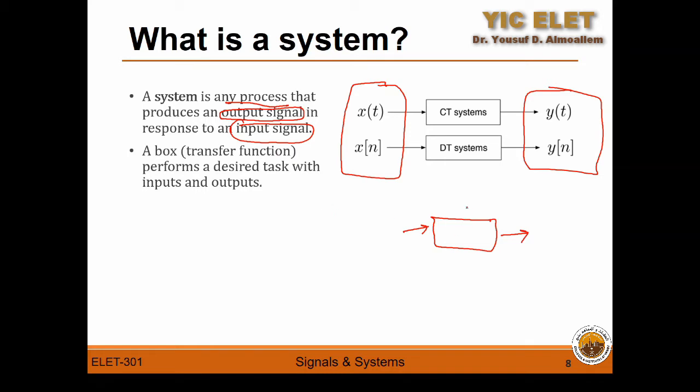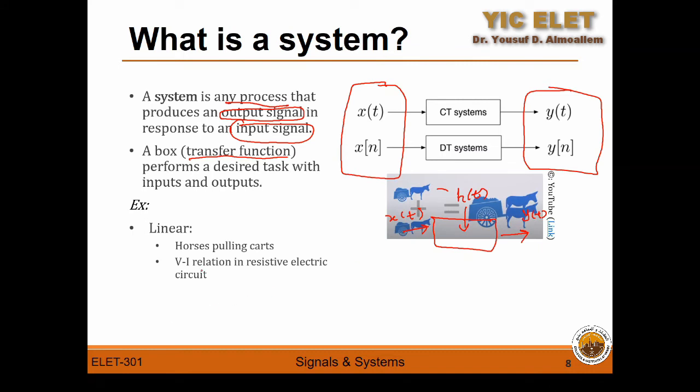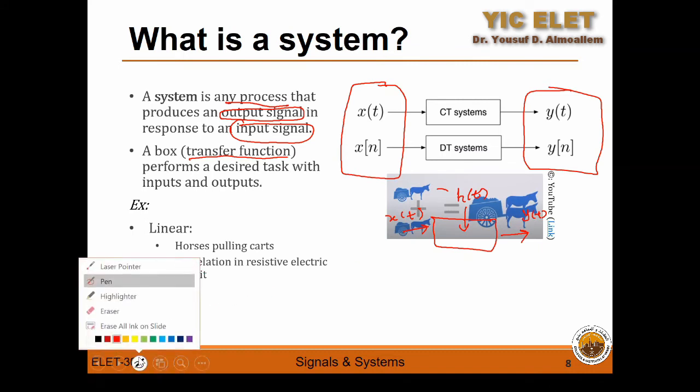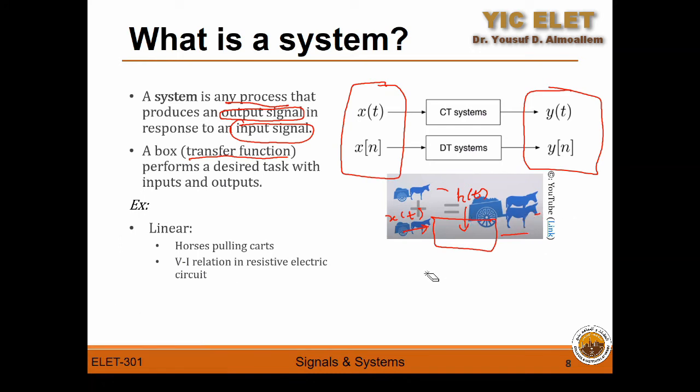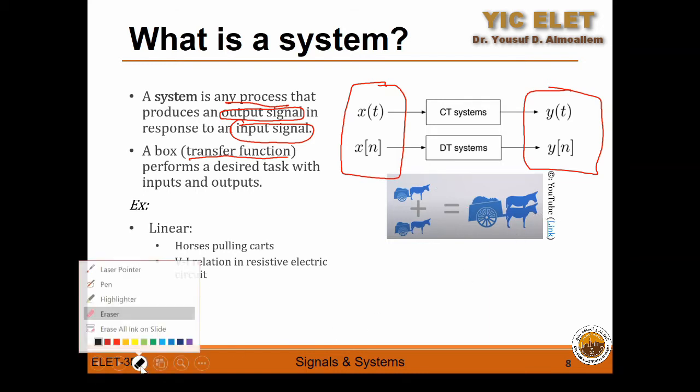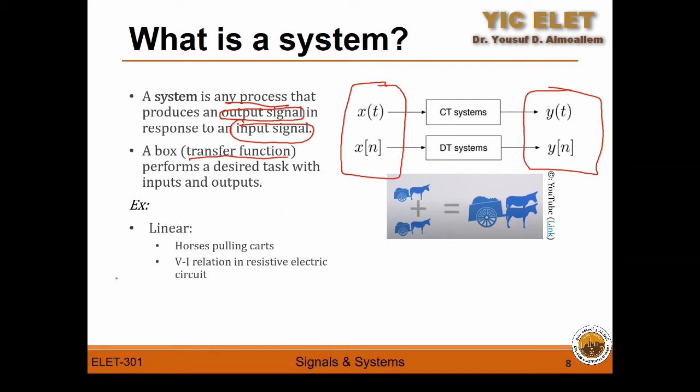So what is inside here, we call it the transfer function. So we have x of t, and it comes into this transfer function h of t, then we will produce y of t. As an example, I like this example to demonstrate the linear system.